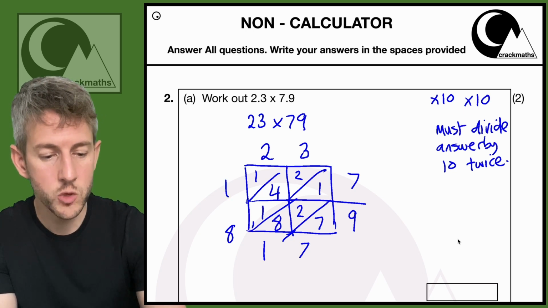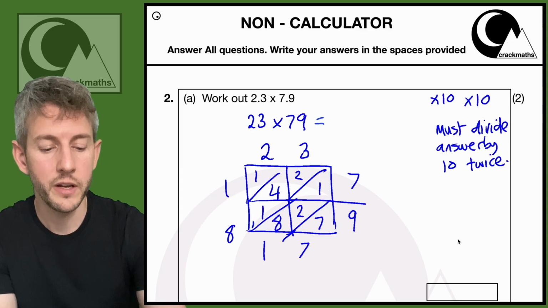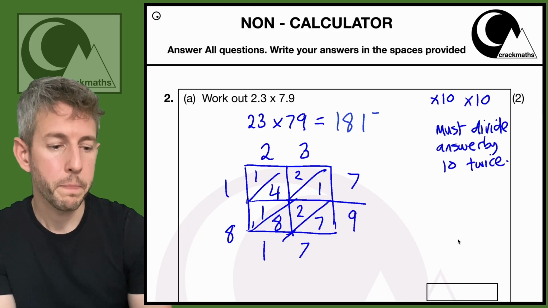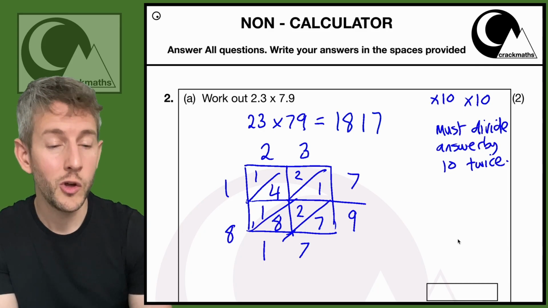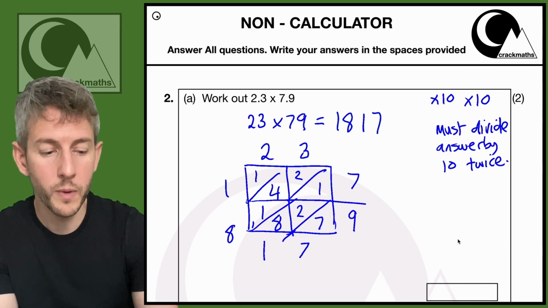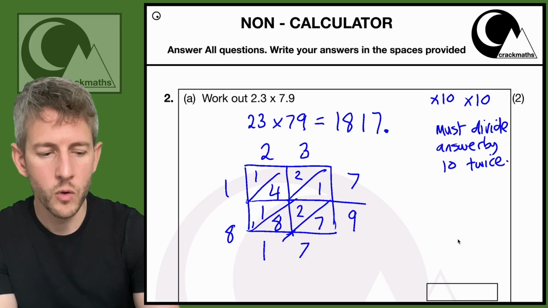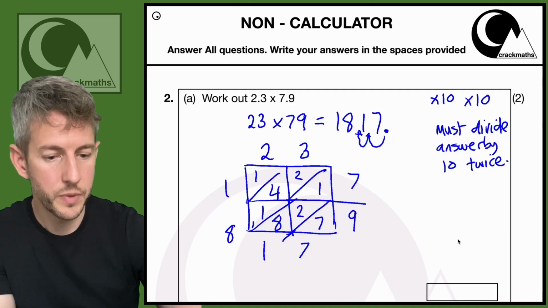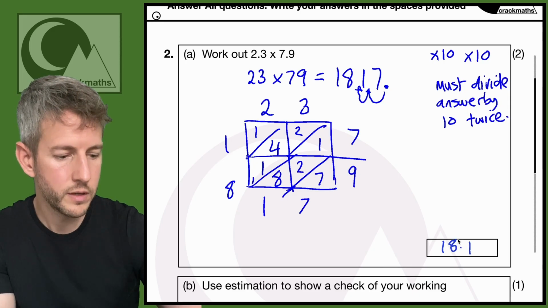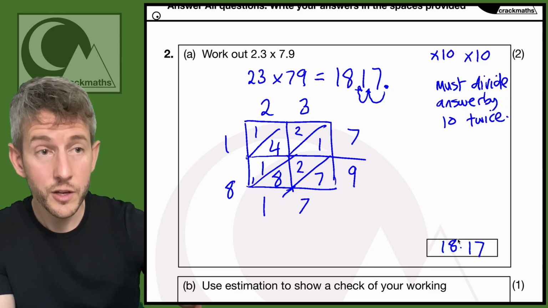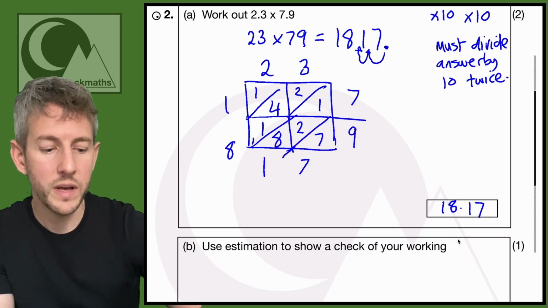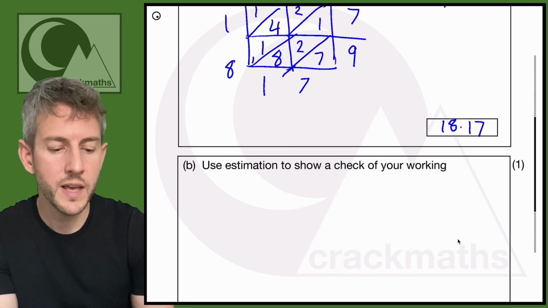So I can see here that 23 times 79 is going to be 1817. Now, I must divide the answer by 10 twice. So I'm going to put my decimal point at the end here. And then once will go to here. And then twice will go to here. So the answer for this question is going to be 18.17.